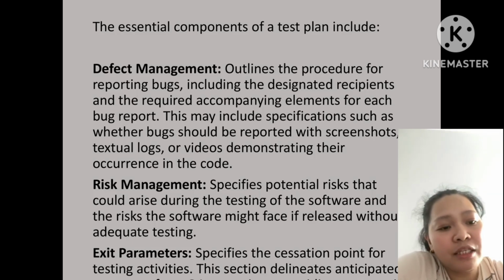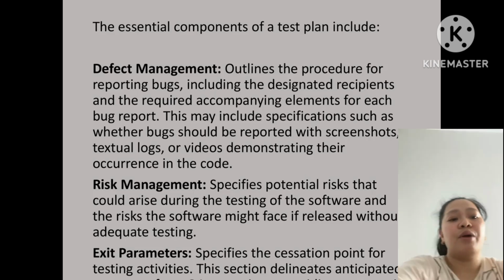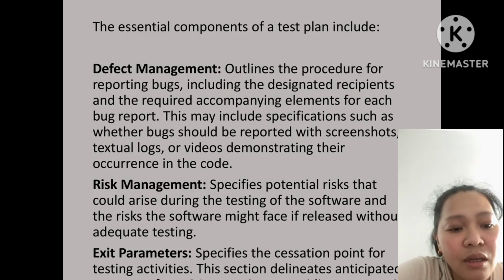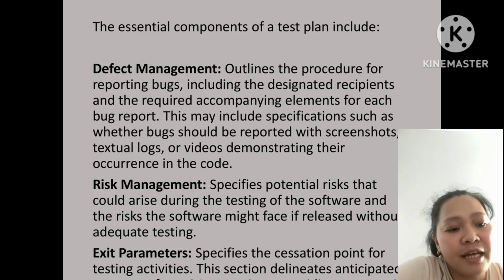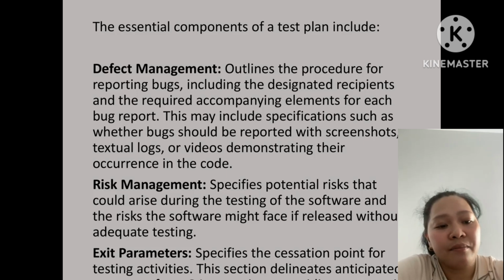Risk management specifies potential risks that could arise during the testing of the software, and the risks the software might face if released without adequate testing. Exit parameters specify the termination point for testing activity. This section covers the anticipated deadlines.